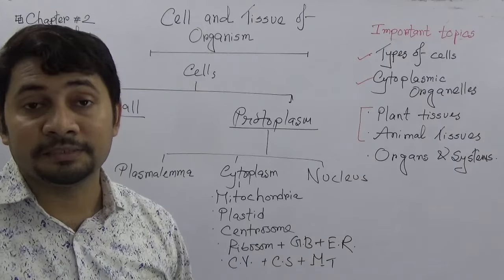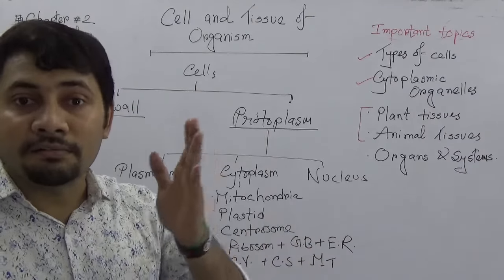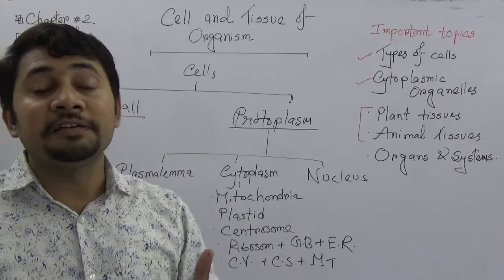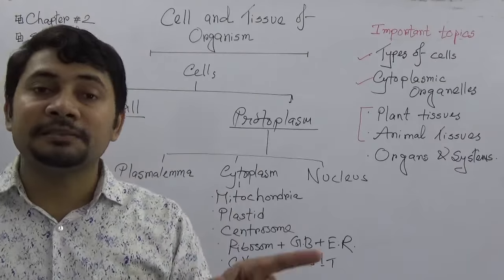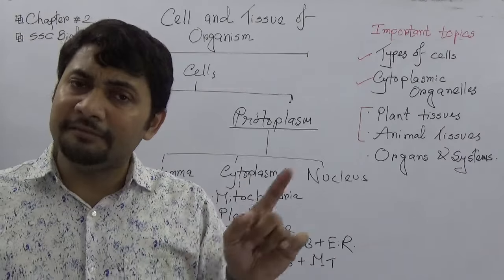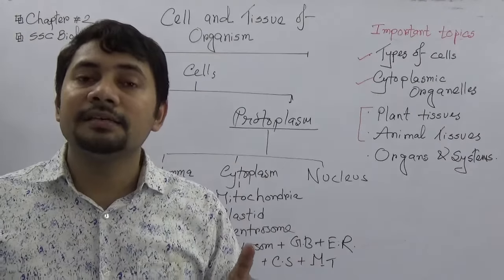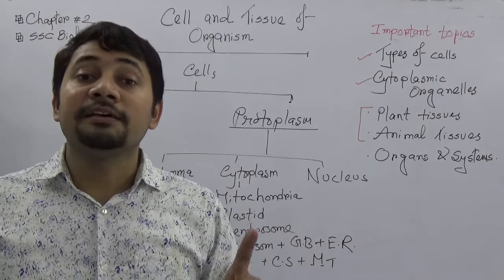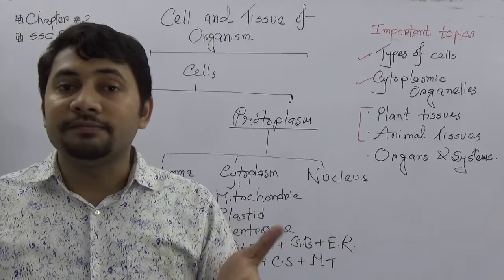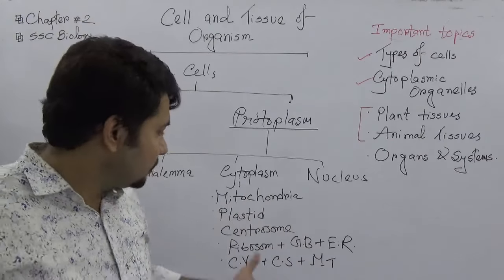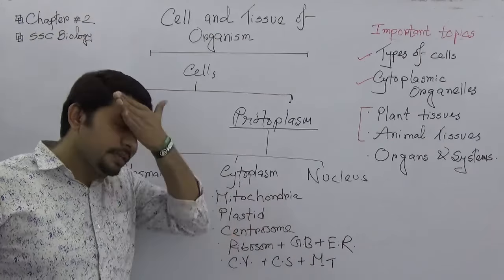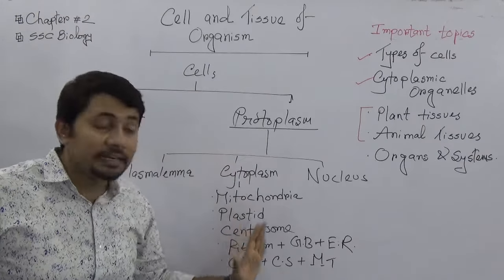We have two types of endoplasmic reticulum in our cell, that is rough and plain. The rough endoplasmic reticulum is so called because on the layer of the endoplasmic reticulum there will be ribosomes. If ribosome is present on the endoplasmic reticulum, it is rough. And if there is no ribosome, then it's called plain endoplasmic reticulum. So in the next class, I shall explain these things elaborately.